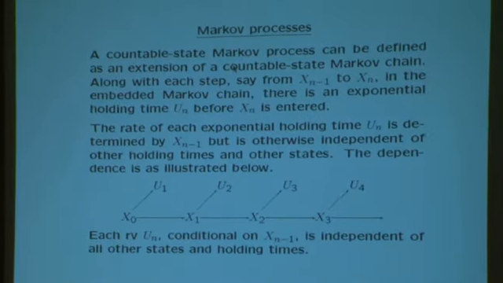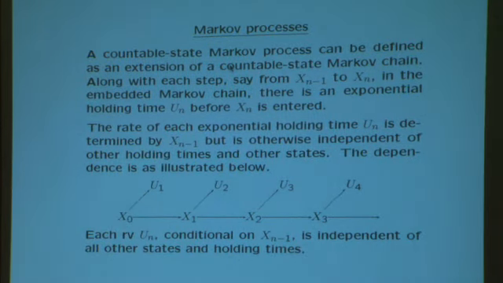Okay, so a countable-state Markov process, the easiest way to define it, and the way we're defining it, is as an extension of a countable-state Markov chain. So you start out with a countable-state Markov chain, and then along with each step, say from state x sub n to x sub n plus 1, there is an exponential holding time, u sub n plus 1. We said that it was a little strange associating the holding time with the final state rather than the initial state, but you almost had to do that because of many things that would get very confusing otherwise. So we're just doing that.